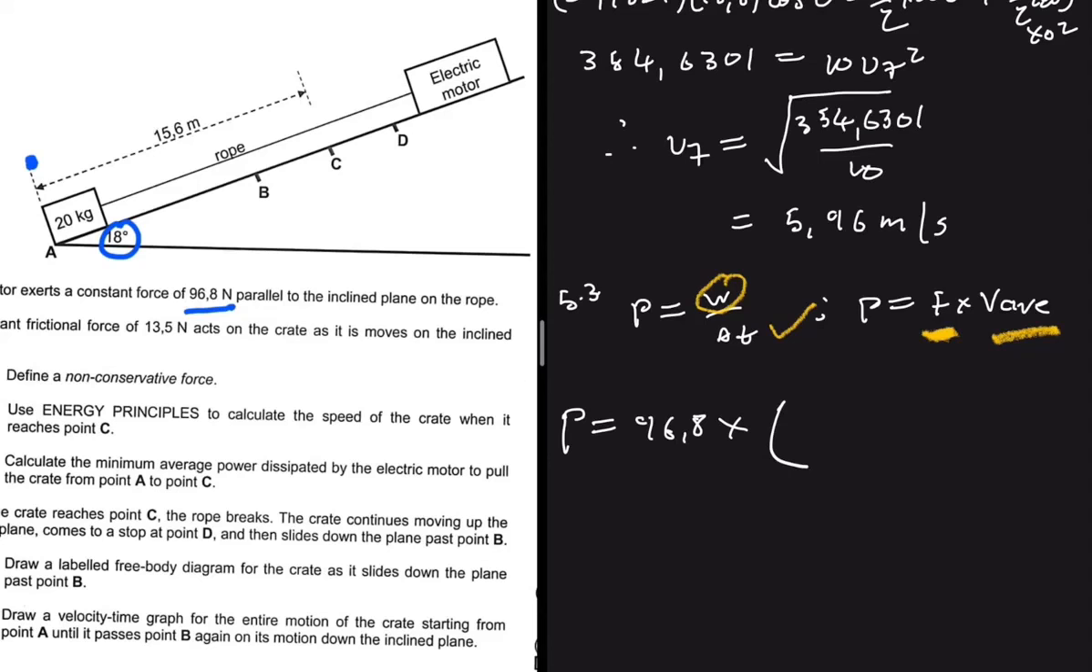So to find the average velocity, I'm going to say VF plus VI divided by 2. So what is VF? VF is 5.96, plus 0, divided by 2. So that is 96.8 multiplied by (5.96 plus 0) divided by 2. And then the answer I'm getting here is 288.46. What is the SI unit of power again? I think it's watt. So we're going to have that there.